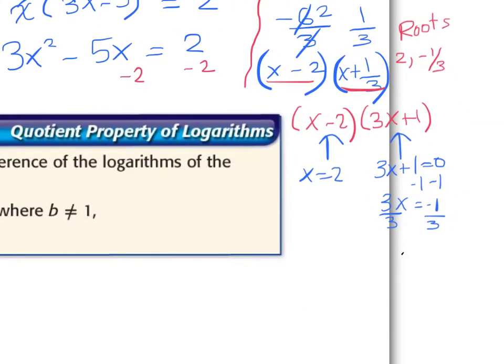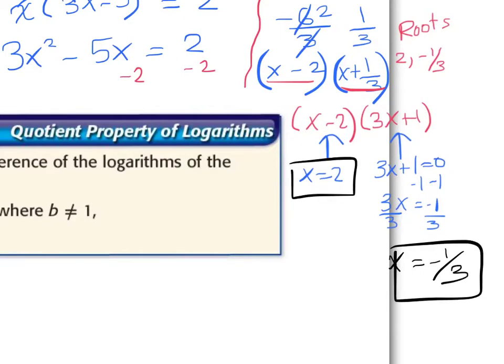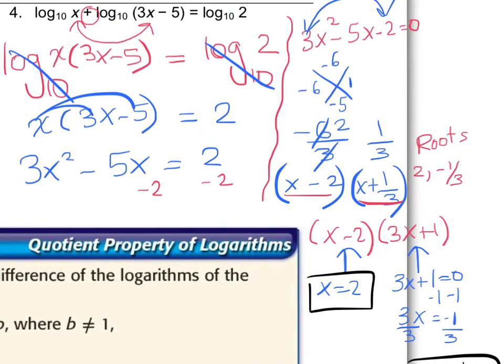So x equals -1 over 3. These are the two values. Or you can directly know from the beginning. Remember that once you find what the two numbers are, you can directly know that the roots are the opposite. So no matter what you do, you're going to get the same answer. So 2 and -1/3 are the two answers.